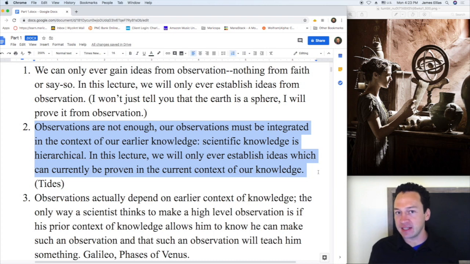And what we will find is that science is like this. So in this lecture, we will only ever establish ideas which can currently be proven in the current context of our knowledge.